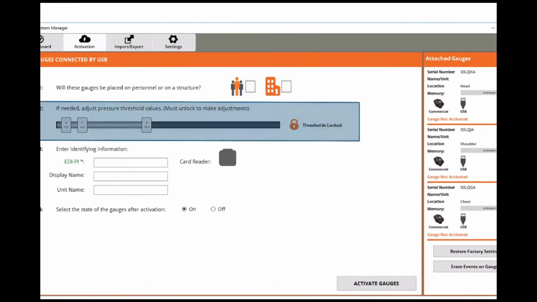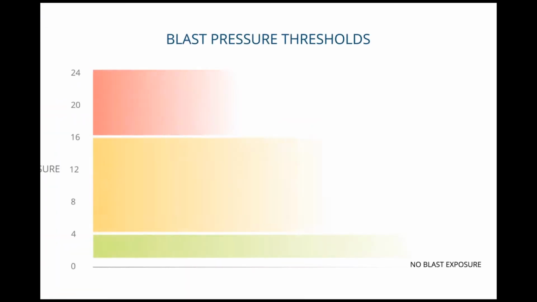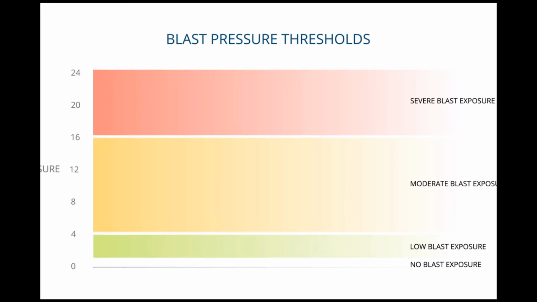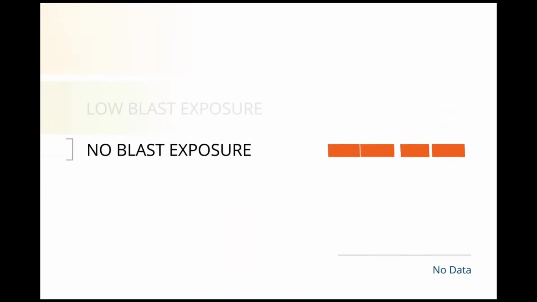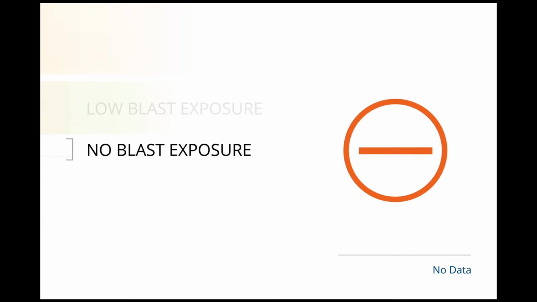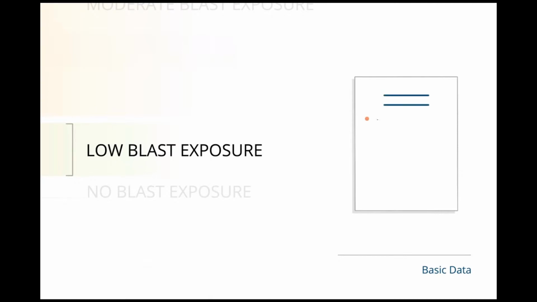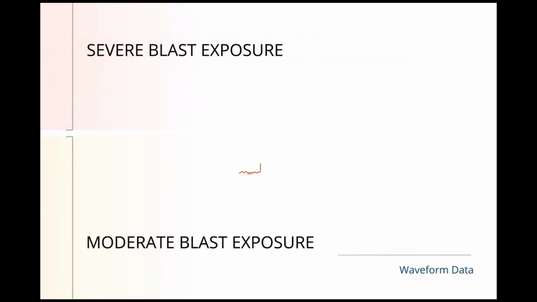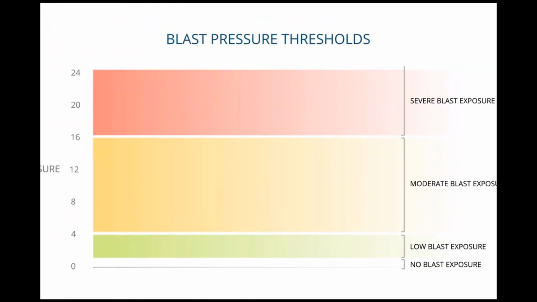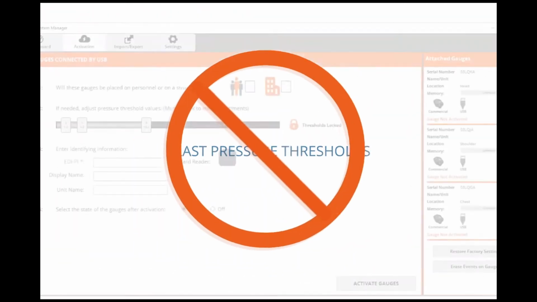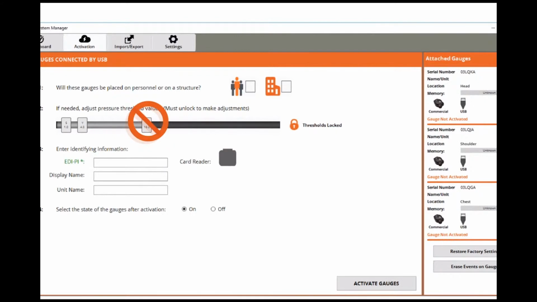Step 2 adjusts the pressure thresholds. Pressure thresholds control the amount of blast pressure triggering each exposure level. If the blast pressure is in the lowest threshold, the gauge will not register any blast data. If the blast pressure is in the second lowest threshold, the gauge will register basic blast data but will not record the waveform. The gauge will record the full waveform data of any blast event with pressure registering in the moderate or severe thresholds. Do not adjust these thresholds unless you are a very advanced user or have been given orders to do so.